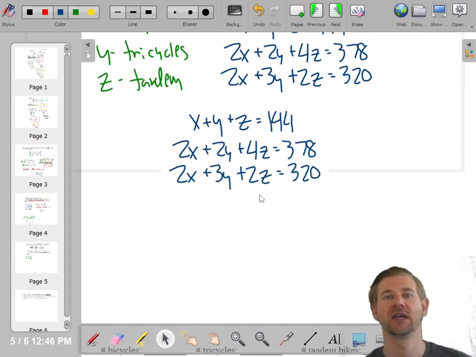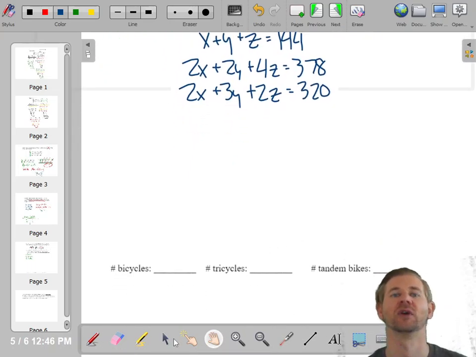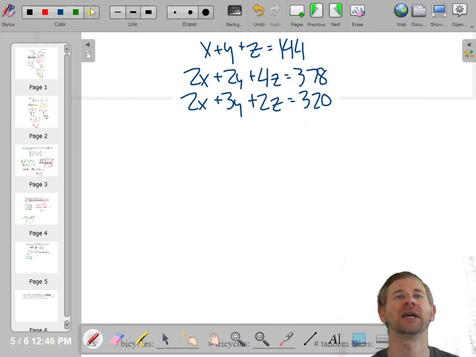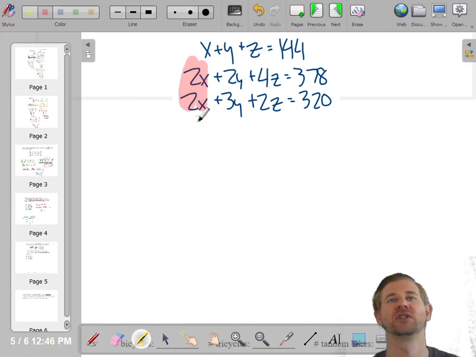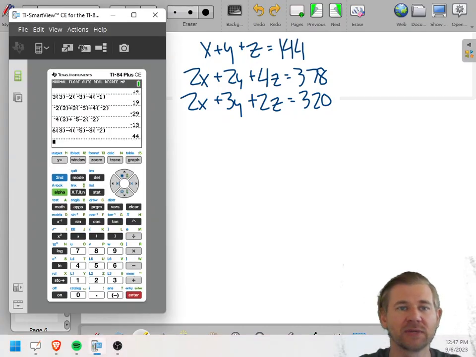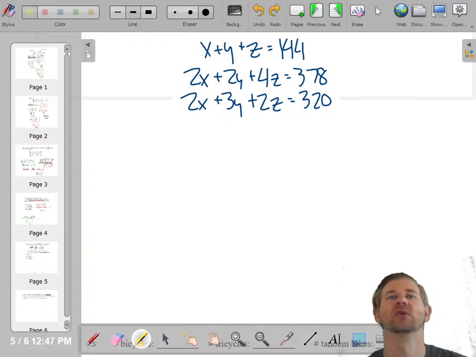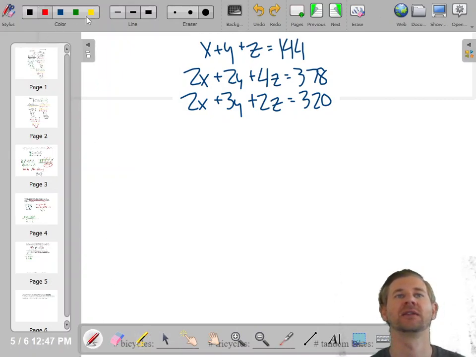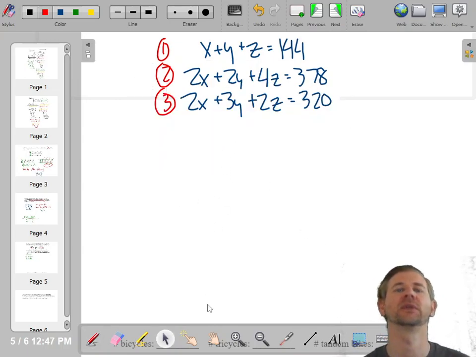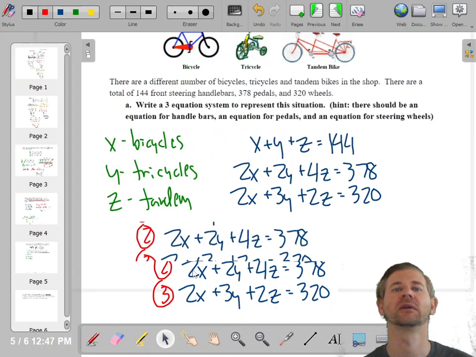Next thing we're going to do is actually solve this system. Let's see if we can figure out what's a good variable to get rid of. I see that those are 2 and 2, and it wouldn't be too difficult to make that 1 and 2 or 2 and 2. So I'm going to get rid of x. I think it'll just be the easiest. Probably going to need a calculator because we got some pretty decent sized numbers here. Let's label our lines 1, 2, 3.